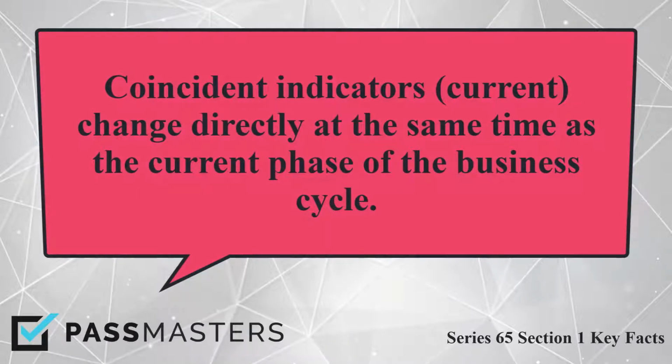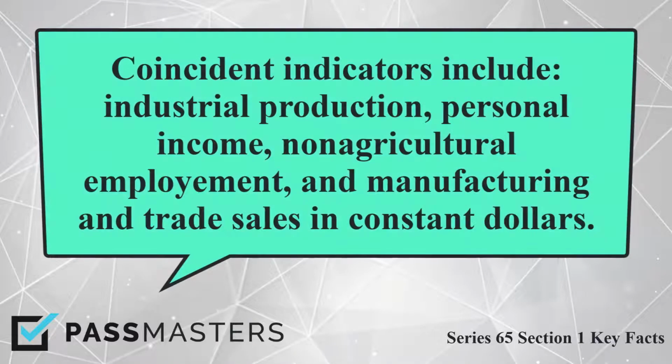Coincident indicators, currently, change directly at the same time as the current phase of the business cycle. Coincident indicators include industrial production, personal income, non-agricultural employment, and manufacturing and trade sales in constant dollars.